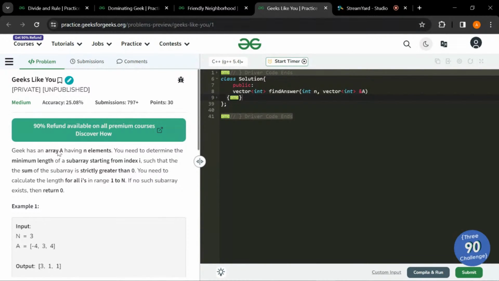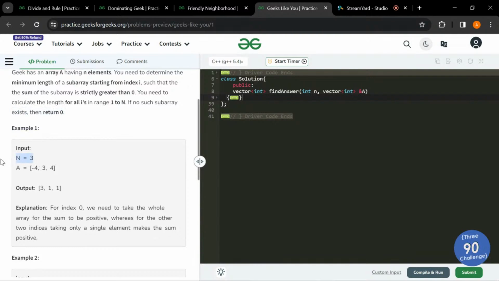So Geek has an array A having n elements, and you need to determine the minimum length of a subarray starting from index I such that the sum of the subarray is strictly greater than 0. And you need to calculate the length for all I from 1 to n. Here 1-based indexing has been considered, so don't get confused with this thing. And if no such subarray exists, then return 0.